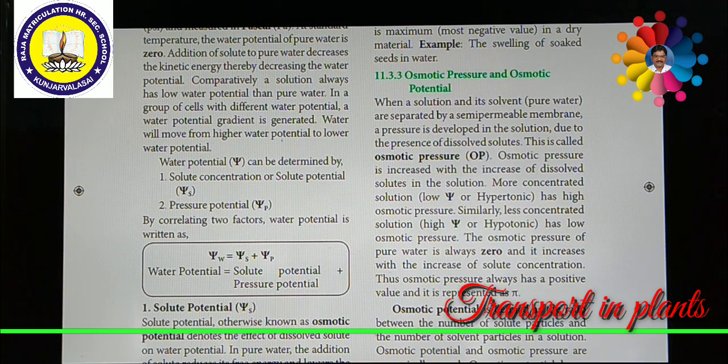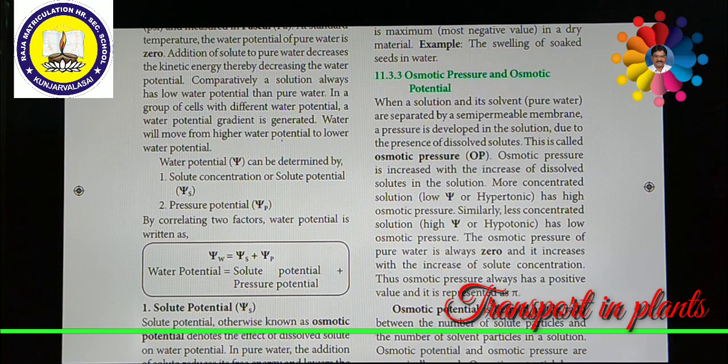Next we are going to discuss osmotic potential. What is osmotic potential? Osmotic potential is defined as the ratio between the number of solute particles and the number of solvent particles in a solution. If there is any solution, how many solute particles are present and how many solvent particles are present, the ratio between these two is called osmotic potential. Generally, osmotic potential and osmotic pressure are numerically equal but opposite in direction. For example, osmotic potential has a negative value, whereas osmotic pressure has a positive value.